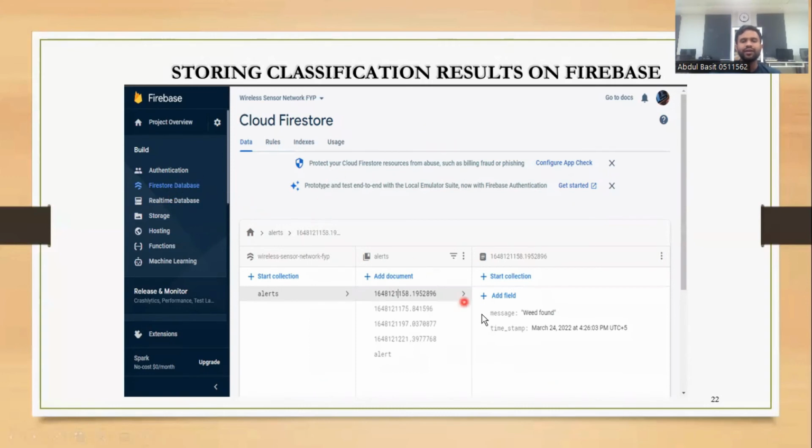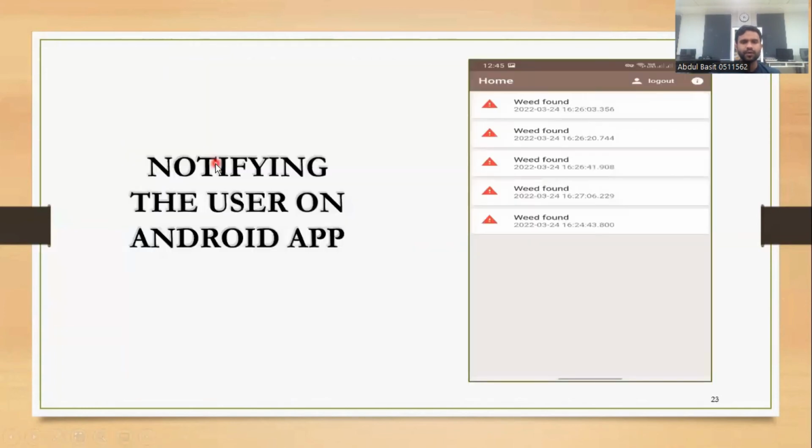the weed result is saved in Google Firebase. We have used the Firestore database here. It is a NoSQL database which has a document structure, and this shows that there was a weed found in our images. So this shows that on March 24, 2022 at 4:26 p.m. the weed was found. The image we captured was classified as a weed by our kernel, and the result was then saved in our Firebase.